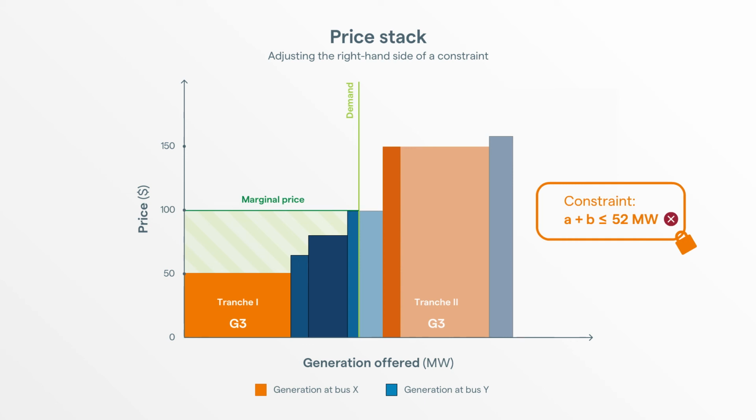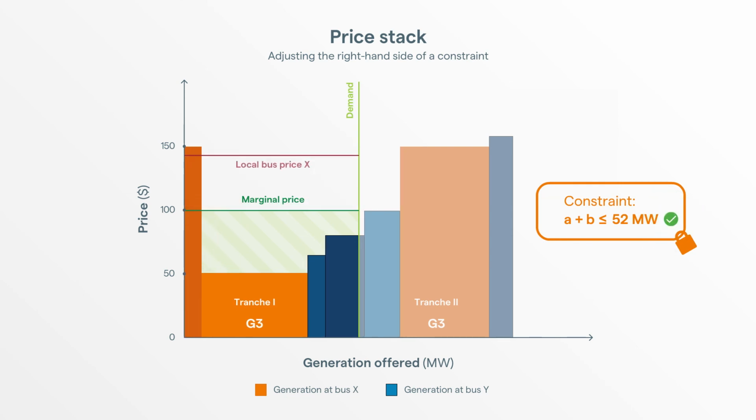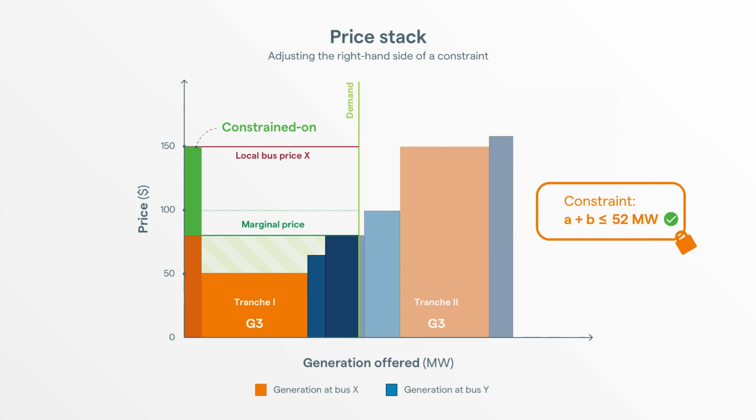When the constraint is applied, part of the generation that was offered in the higher price tranche moves to the bottom of the merit order, causing a price separation. This higher price generation is constrained on. However, due to the price separation, some of the generation at Y is no longer in the price stack. This drops the marginal price down. In this case, the marginal price is lower for the unconstrained side of the grid. The grid remains unconstrained until the inputs change and the constraint no longer binds.